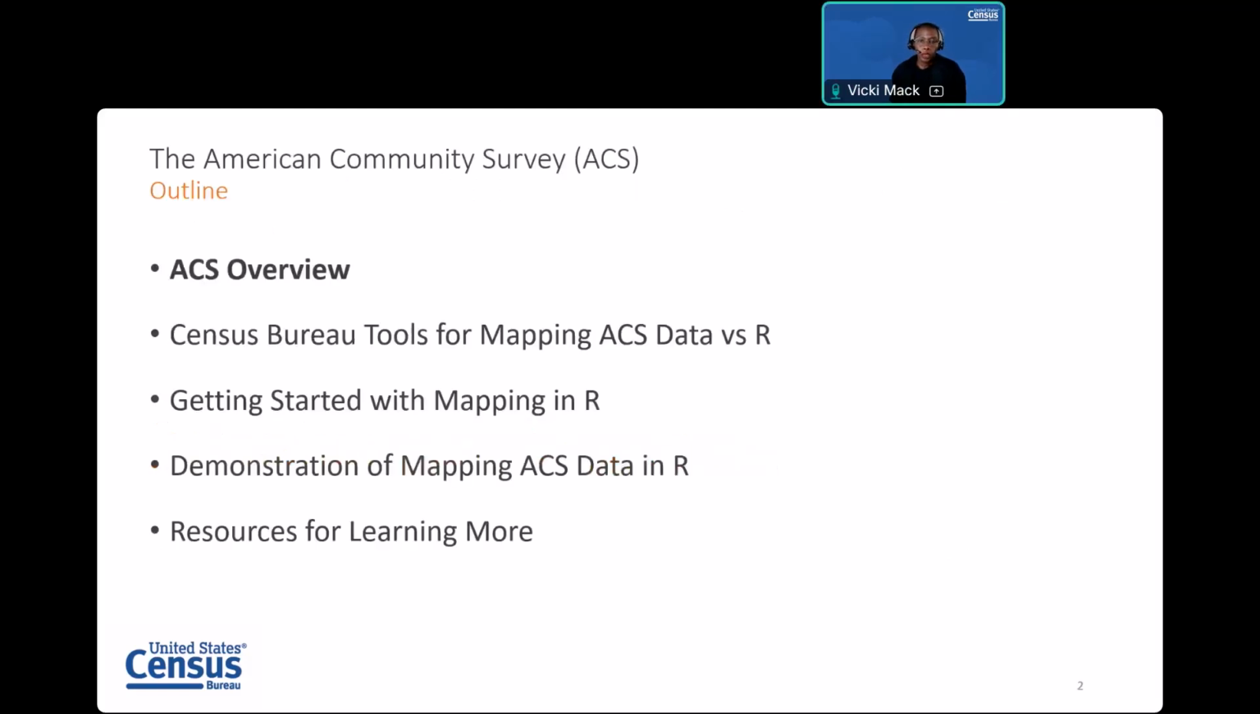For today's webinar, I'll provide an overview of the American Community Survey, or ACS, and the data it provides. Next, I'll discuss some of the Census Bureau's tools for mapping ACS data and the pros and cons of using R as a mapping tool versus these other tools. Then I'll explain tools you need to get started with mapping ACS data in R, including the Application Programming Interface, or API, and the R packages and functions. After that, Jessica will demonstrate how to map ACS data in R. Finally, I'll share resources for learning more about R and ACS data.